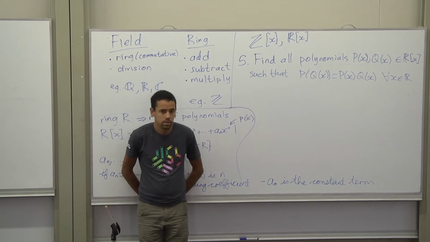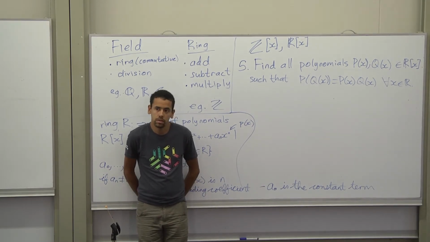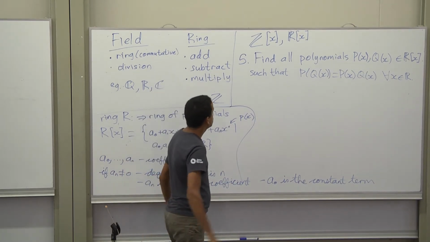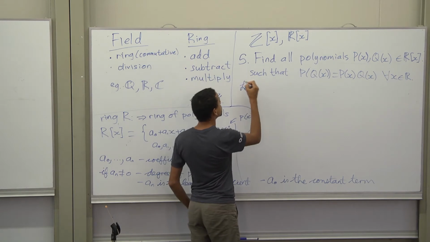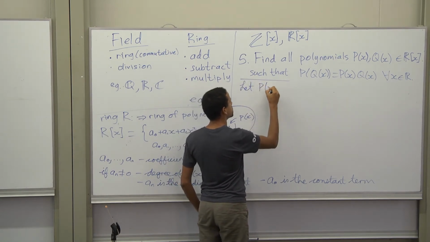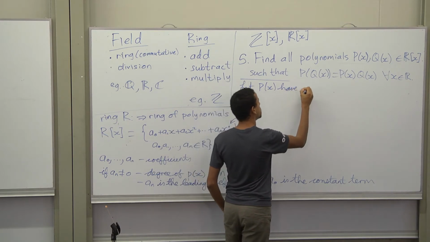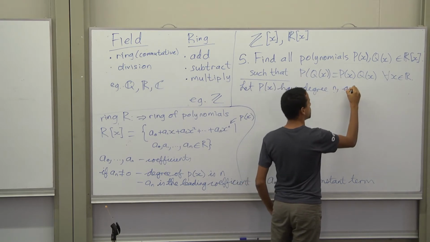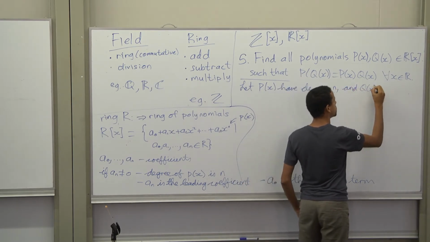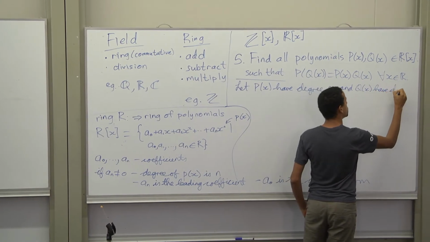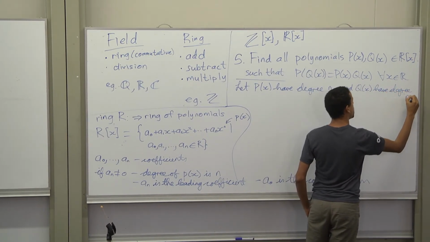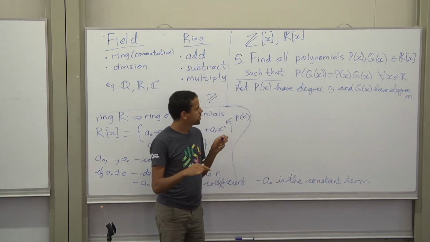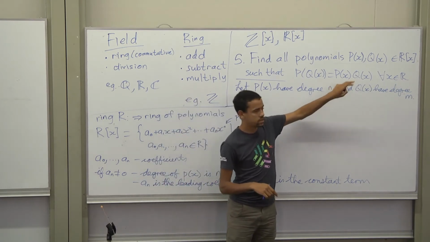Probably the best way to solve this is to look at the degrees of your two polynomials. So let's say the first one, p of x, has degree n, and the second one, q of x, has degree m. Then first of all, what is the degree of p of x times q of x?